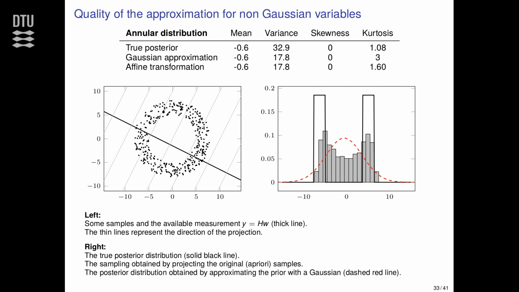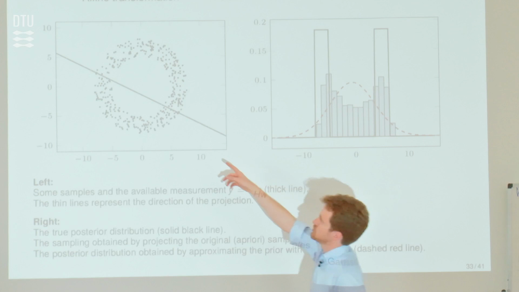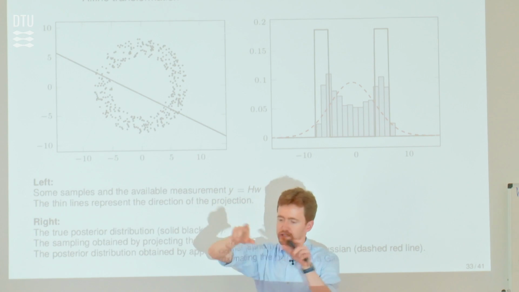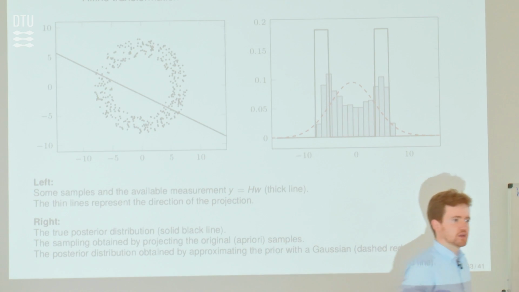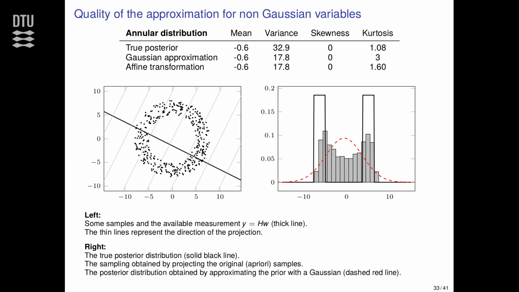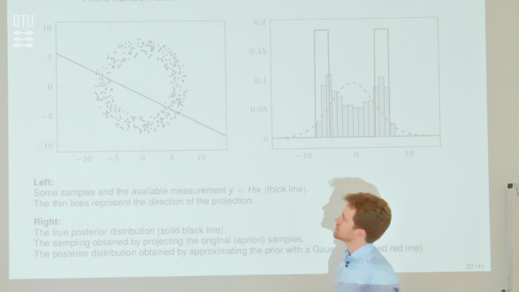Yeah, this is even worse. This is a very bad distribution. In 2D, these are points on this corona, on this annular distribution. And my measurement is that your point is on this black line here. What is the conditional distribution?